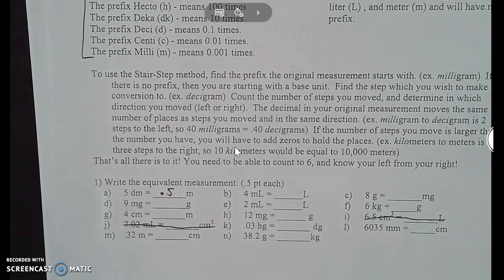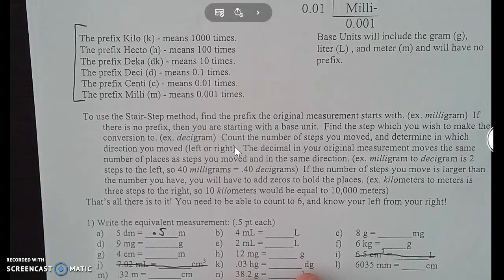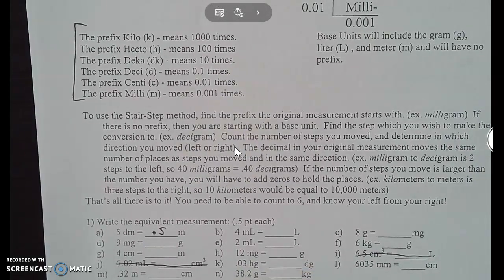And feel free to use scratch paper at home when you're doing this, and then just type your answers in, because that might make it easier for you. It might make it easier for you to write out your own staircase if you can't print one. Okay, so you can just copy it on a piece of paper. So let's look at the second one. 4 milliliters equals blank liters.